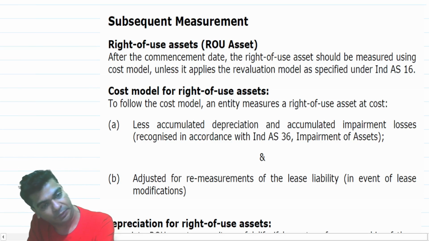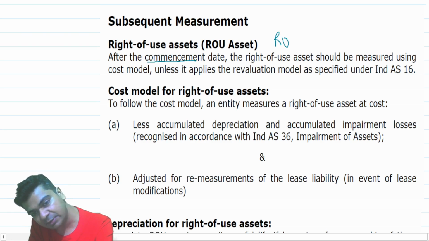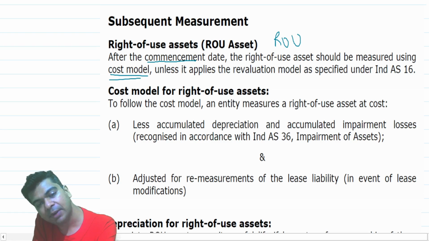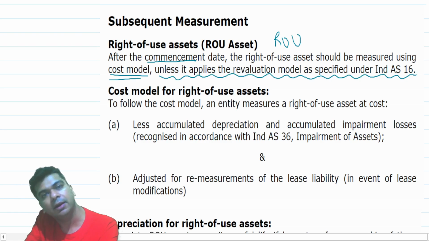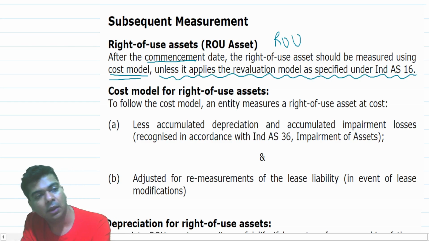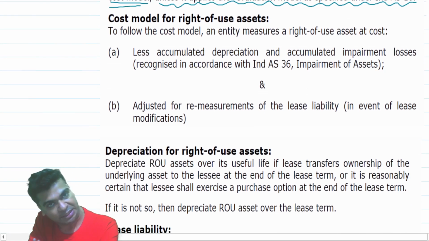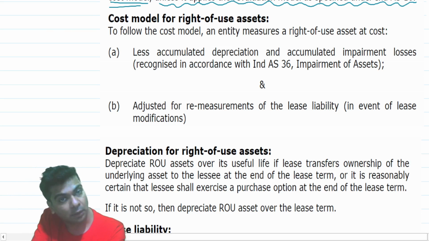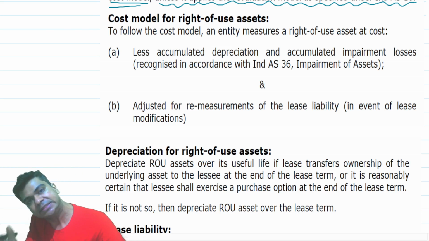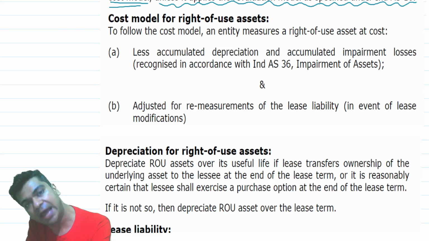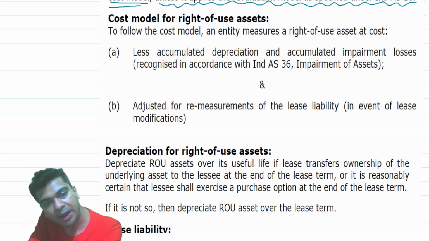So it says that after the commencement date, the right of use asset, that's nothing but your ROU asset, should be measured using the cost model unless it applies the revaluation model as specified under Ind AS 16. Okay, what is the cost model? In the cost model, you will initially recognize the ROU asset at cost, then we will provide for depreciation, and in case there is any impairment under Ind AS 36, which we have still not discussed but will discuss later, how we will provide for the impairment of the asset. So impairment loss should be provided for.